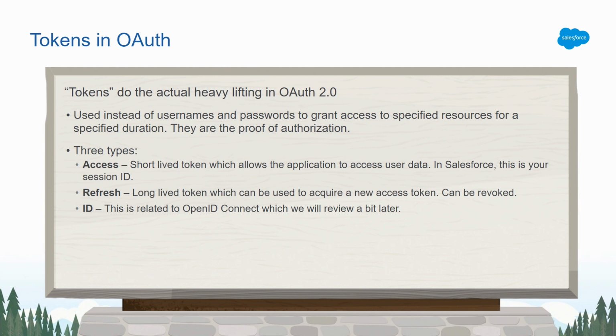The first one, and the most important one that we need to learn about, is the access token. This is a short-lived token. This is used by your application to get access to your APIs. And in Salesforce, this is synonymous to your session ID.